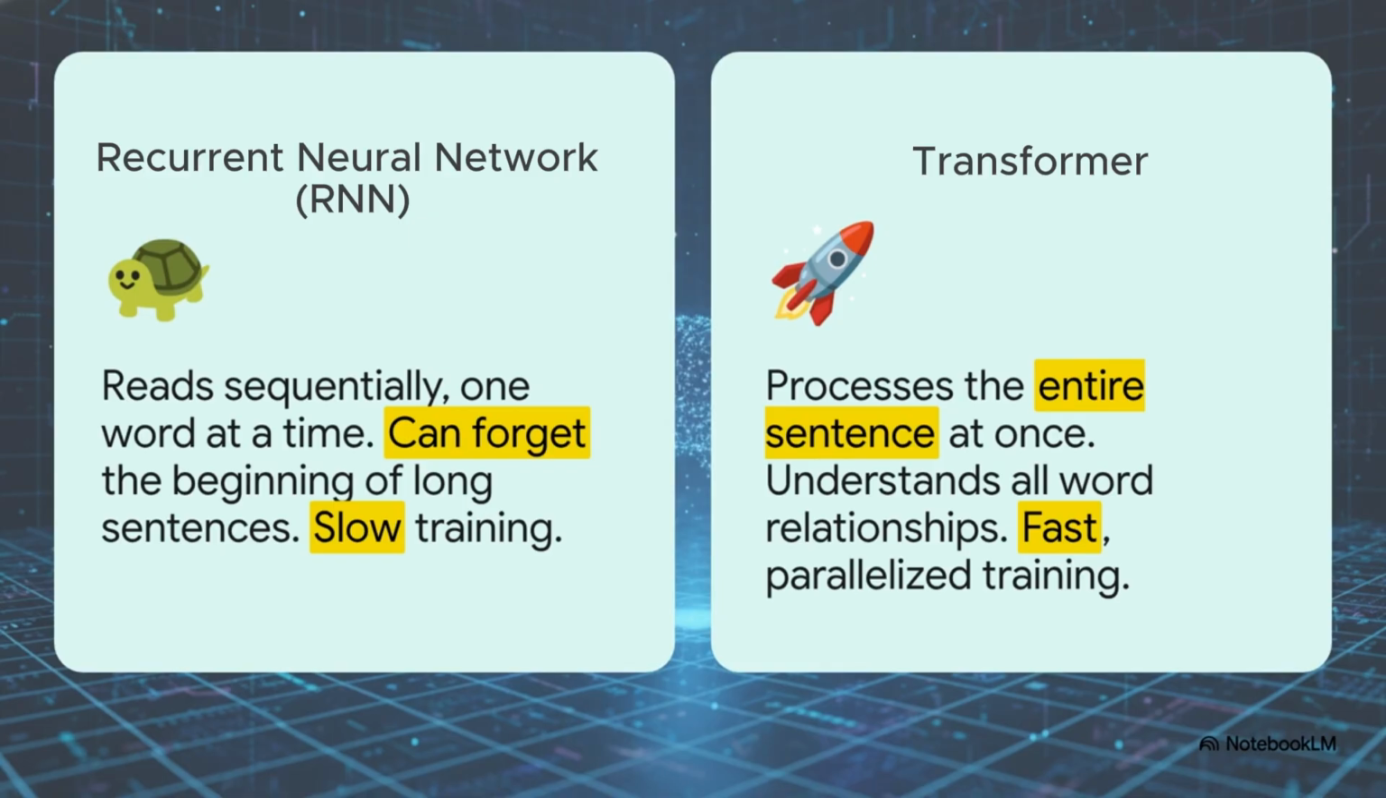See, older models, these things called RNNs, had to read a sentence one word at a time. It was slow, and worse, they'd often forget what the beginning of a long sentence said by the time they got to the end. But the transformer? It looks at the entire sentence all at once. This parallel processing is not only way faster, but it means it can see all the deep, complicated relationships between all the words, no matter how far apart they are.